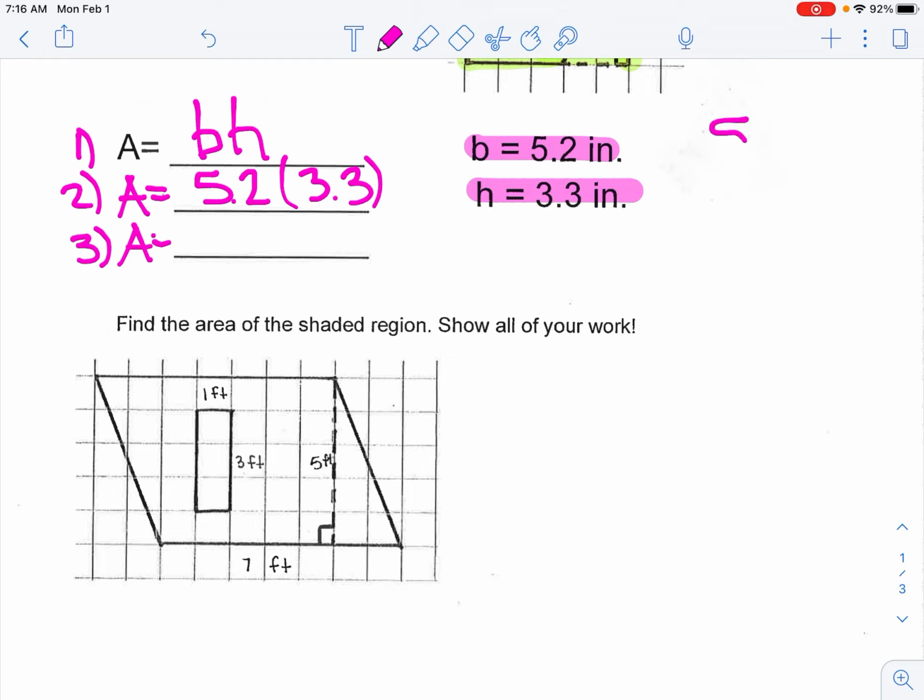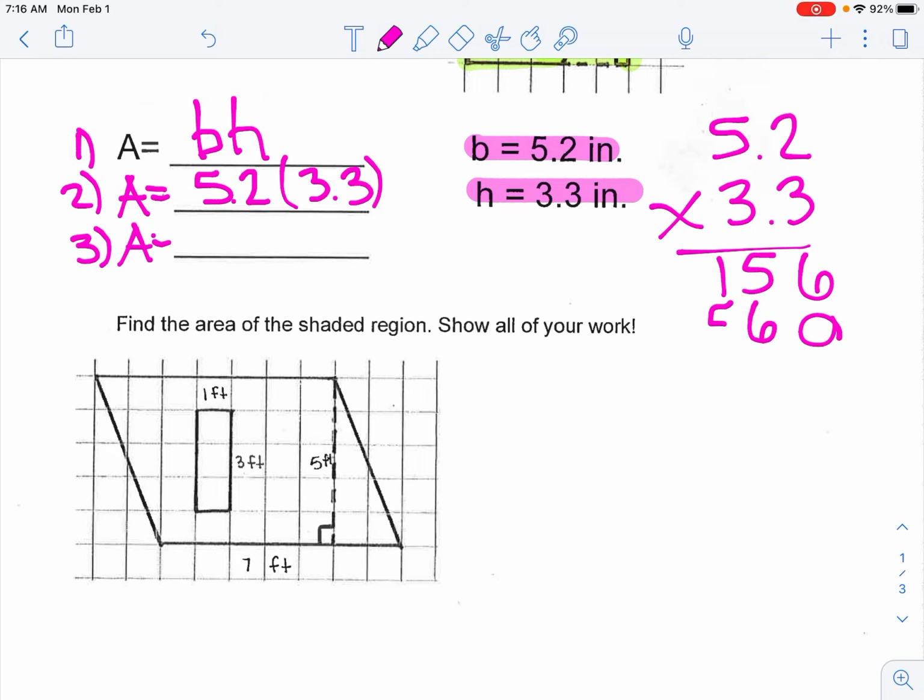I've got lots of space over here. I can show my work. 5 2/10 times 3 3/10. So 3 times 2 is 6. 3 times 5 is 15. 0 placeholder. 3 times 2 is 6. And 3 times 5 is 15.